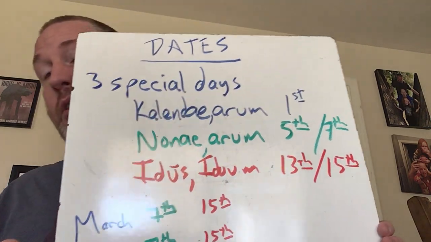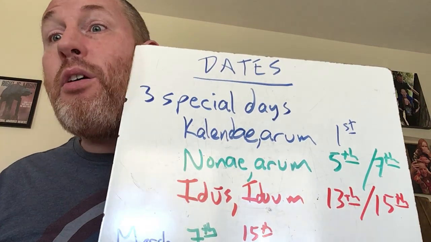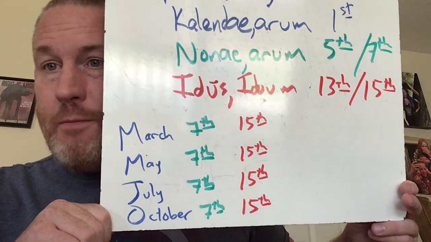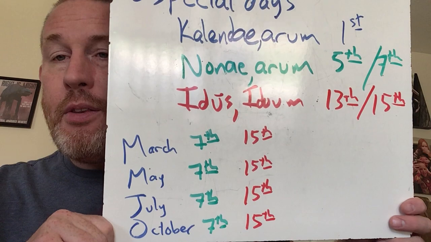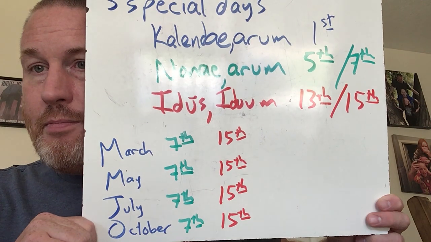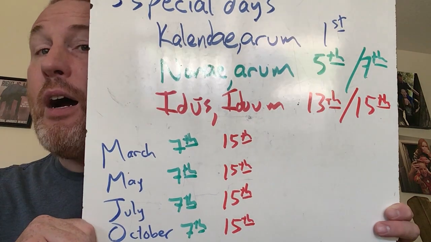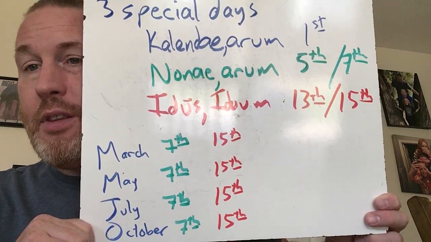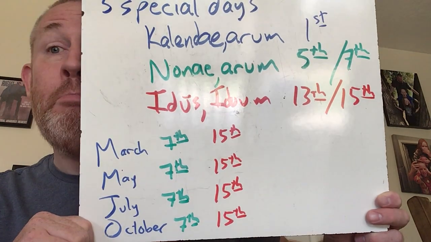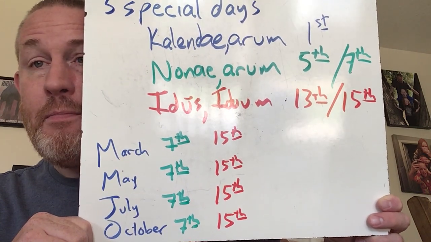It's kind of interesting. If you take a look at what I call the MJMO months, March, May, July, and October, just memorize MaJuMO. Those are the months where the nones are on the 7th and the ides are on the 15th. March, May, July, October: 7th and 15th, not 5th and 13th. All the other months, it's the 5th and 13th. The calends are always the firsts, no matter what.